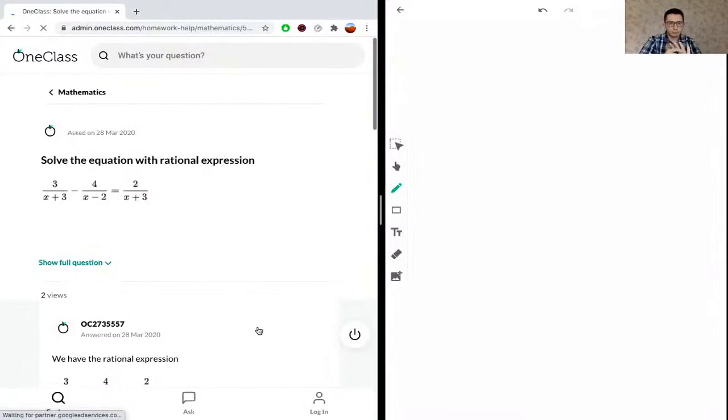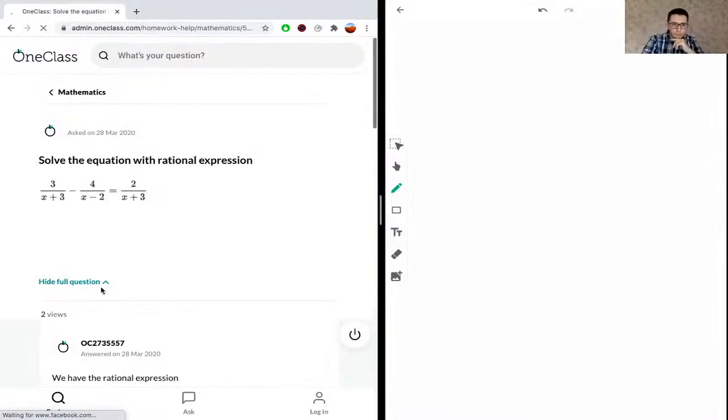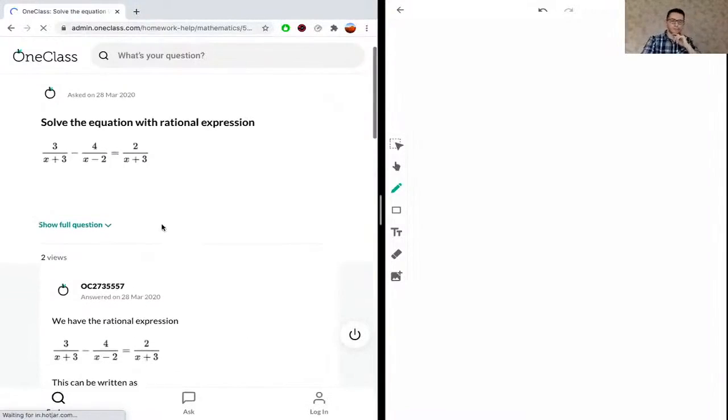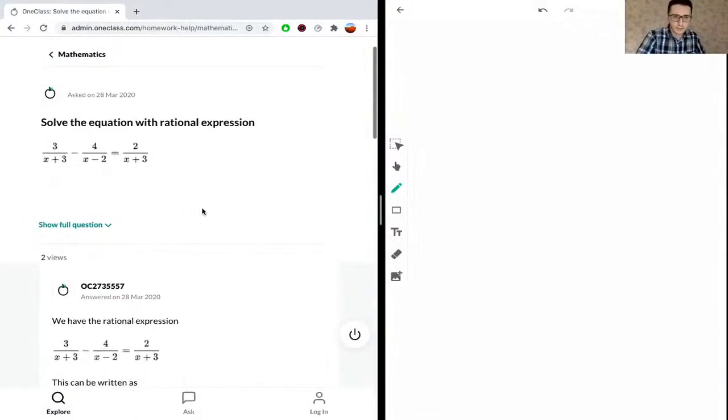Solve the equation with rational expression. Alright, so this is just an algebra question. So we'll start off here, just writing out the equation. So 3x plus 3, let's just erase this.